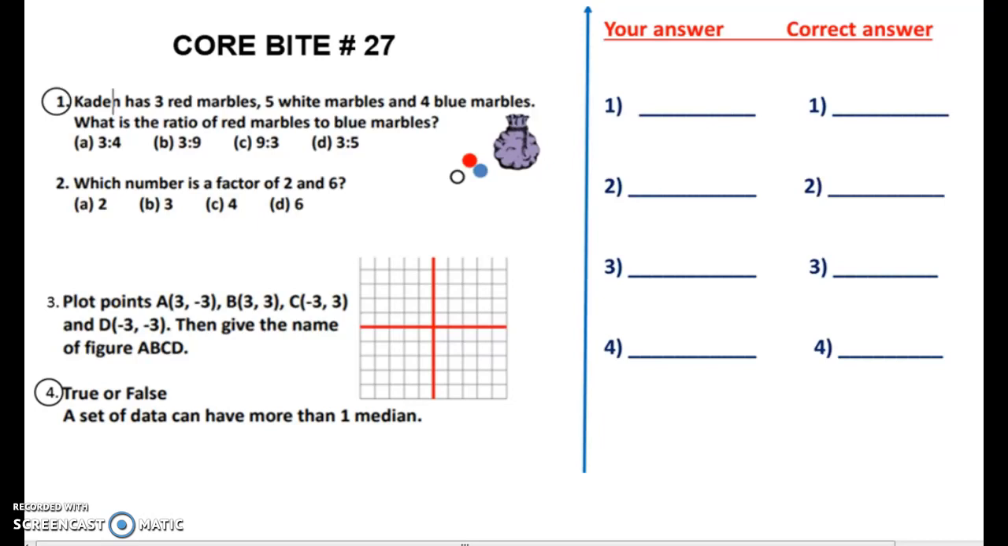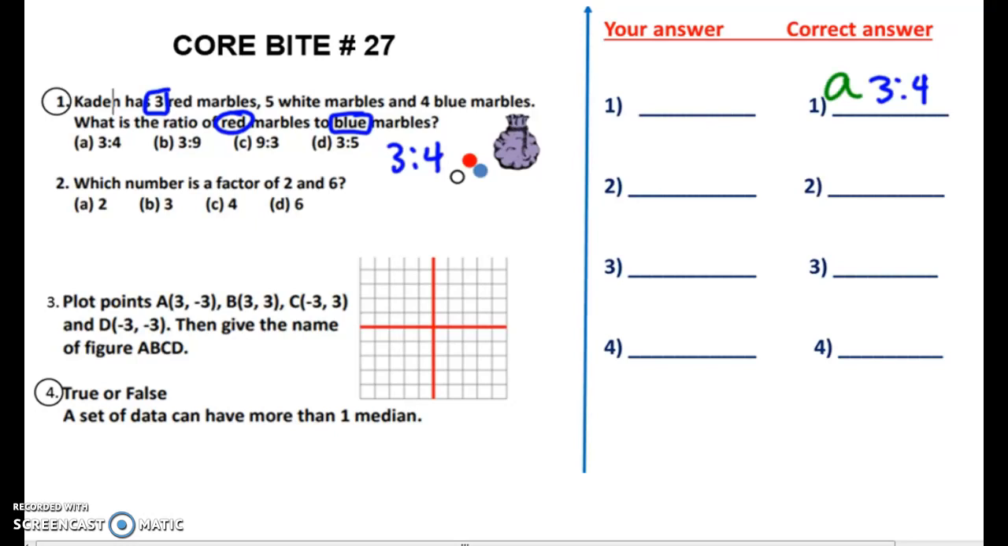You should have chosen the answer to number 1 as A. The correct answer to number 1, the ratio of red marbles to blue marbles, is 3 to 4. So just a reminder, because red is mentioned first in the question, you would put that number 3 first in your ratio. Blue is mentioned last in the question. That number goes last in your ratio. So it's 3 to 4. If you missed that one, make sure that you understand why.